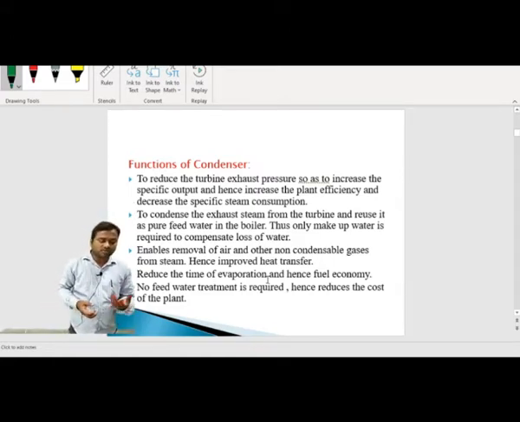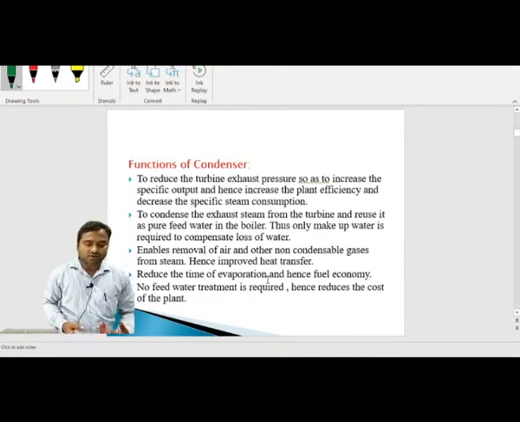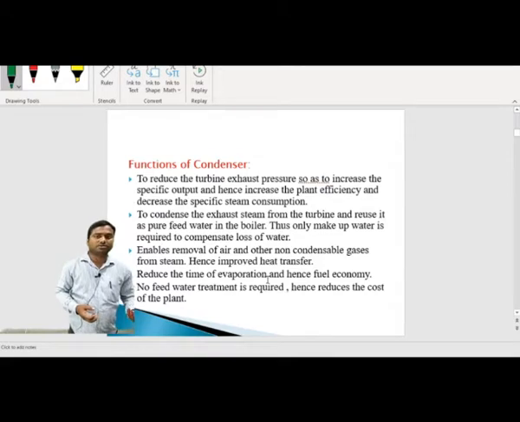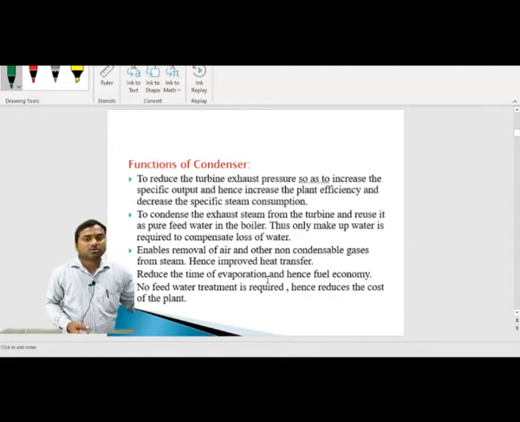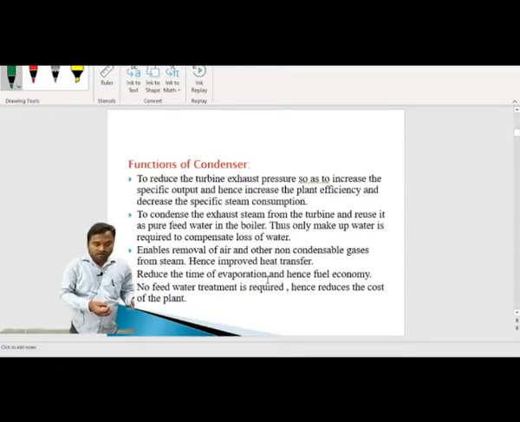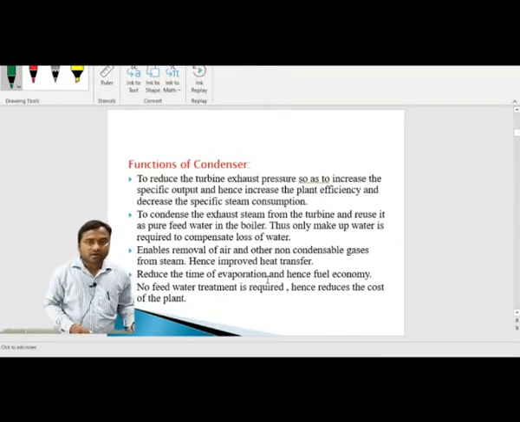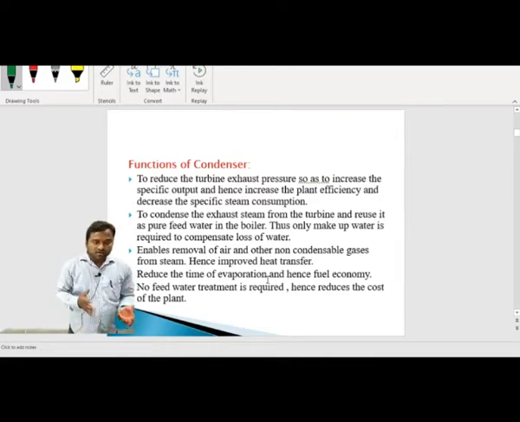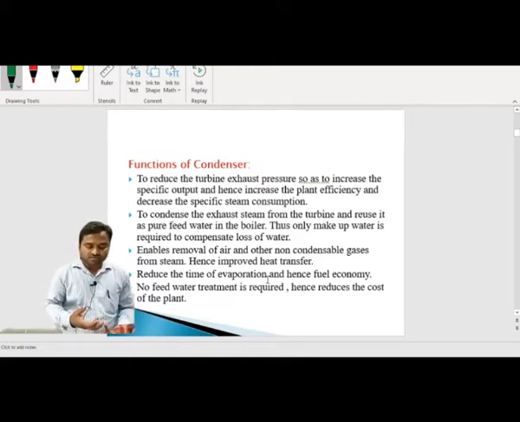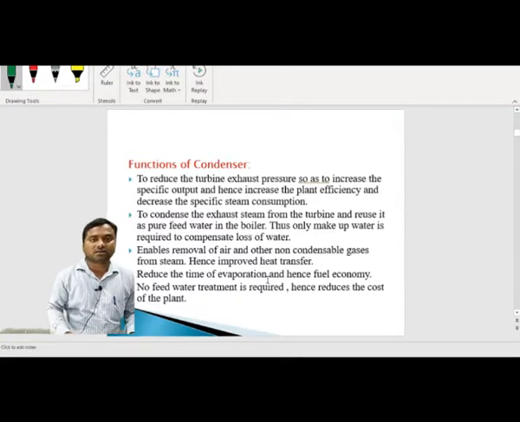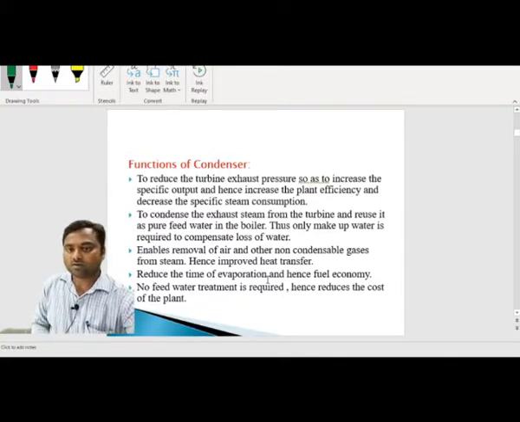Because the feed water is at a certain temperature, the amount of fuel required for evaporation of the steam in the boiler is reduced, so fuel usage is reduced. Also, in a surface condenser, the feed water collected as condensate needs no water treatment. These are the basic functions of the condenser.